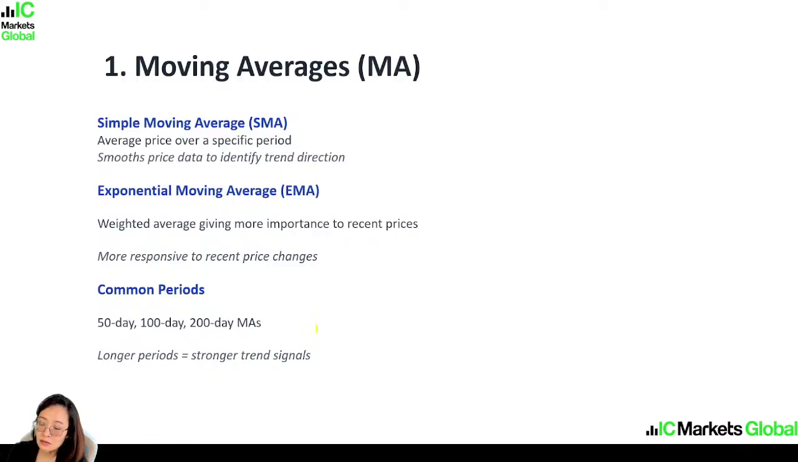The common ones we use are the 50 SMA or EMA, or the 100 or 200 day EMA or SMA. The longer the period, the stronger the trend signal. I personally use the EMA 200 to identify the trend, and to me EMA works quite well with gold. So if you trade gold, you can use EMA, but if you trade indices or other currency pairs, you may use either EMA or SMA. You can just test it out. But to me, EMA works quite well with gold.